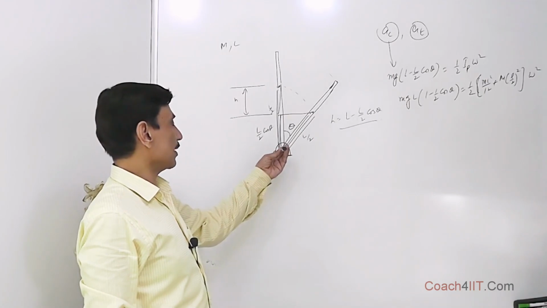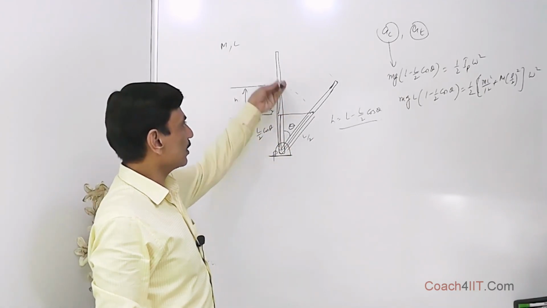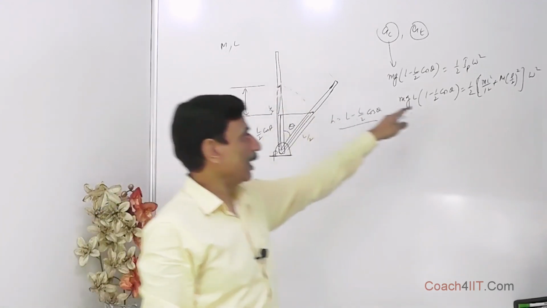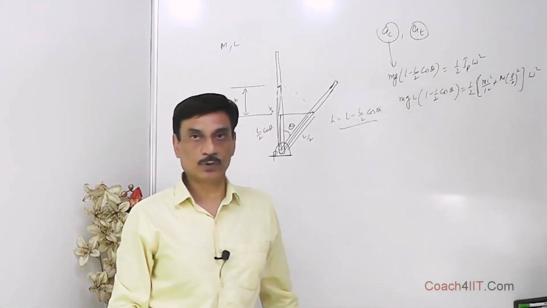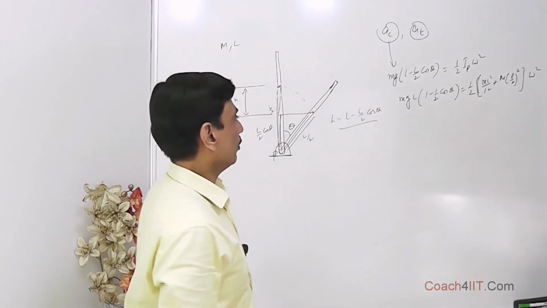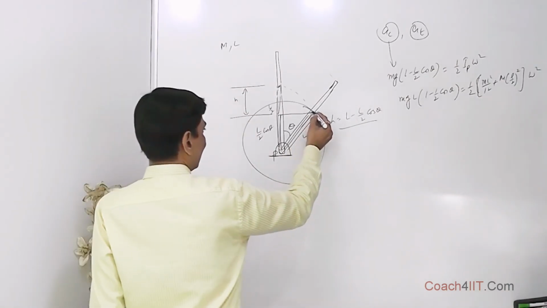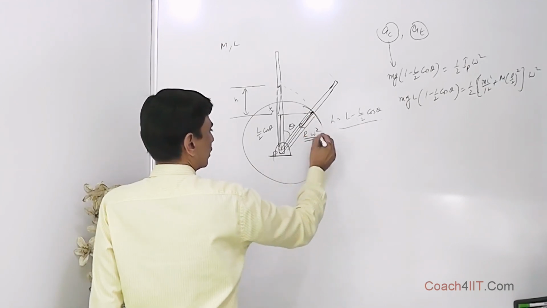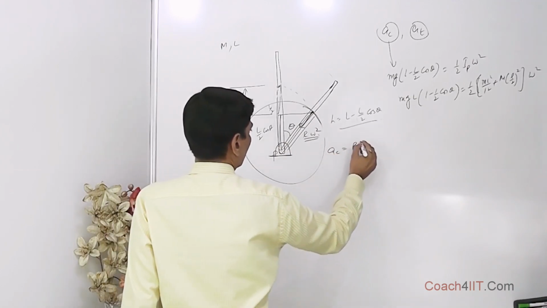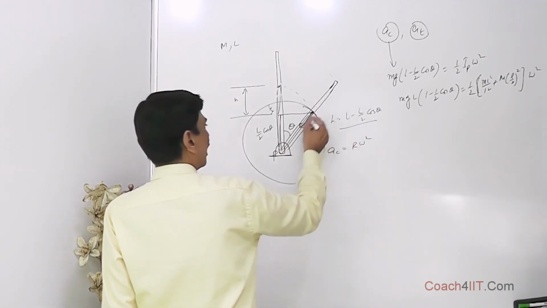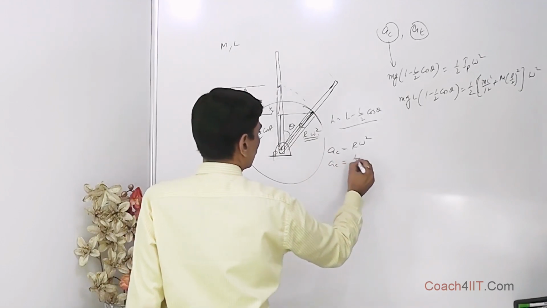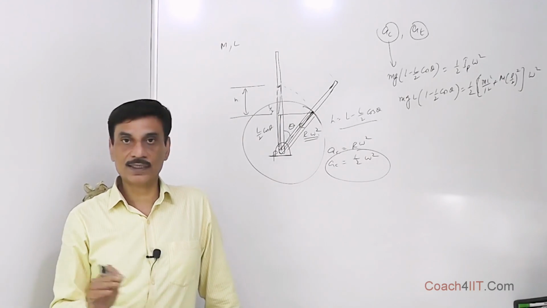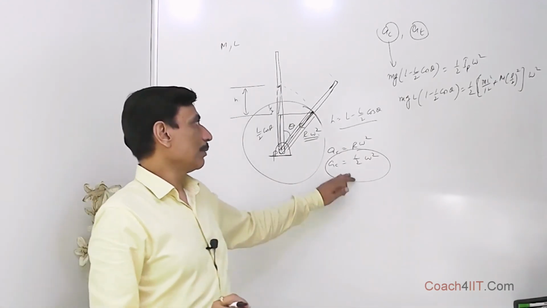I is about this axis. We know I about the center of mass is mL square by 12, and this distance is L by 2. So I about this point is mL square by 12 plus m into (L by 2) square. We have used the parallel axis theorem. So from here, when we know omega, the centripetal acceleration of this point is r omega square. That is AC equals r omega square, where r is L by 2. So AC is equal to L by 2 omega square. AC is calculated, one part is done.